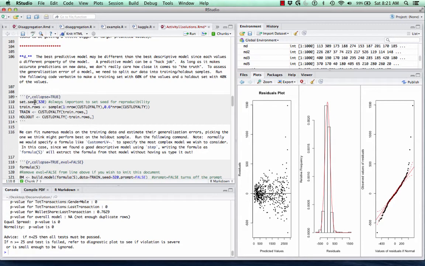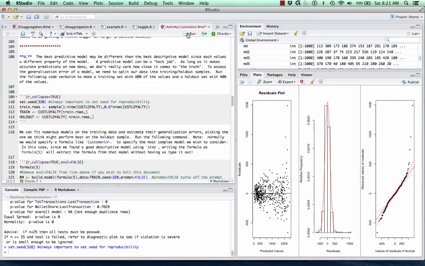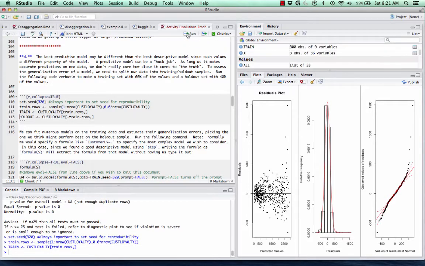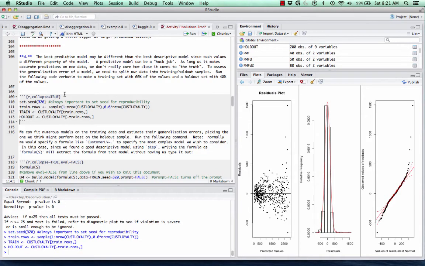We basically prime the random number seed so that we can reproduce the results if necessary. If we didn't do this, then if we were to rerun this line of commands, we'd get a different training and holdout sample. So set.seed(320). Train.rows, this command chooses at random the rows from the customer loyalty data set to put into the training set and then into the holdout sample as well.